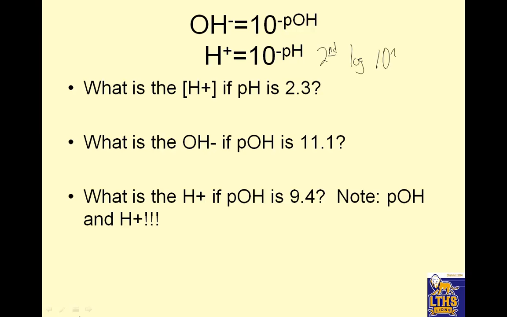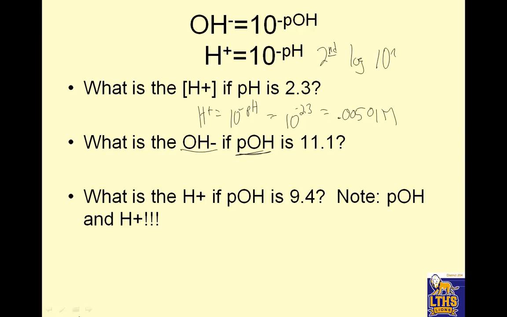What is the H positive if pH is 2.3? So H positive equals 10 to the negative pH, which equals 10 to the negative 2.3. So I hit second, log, negative 2.3, enter, and I have 0.00501 molar.